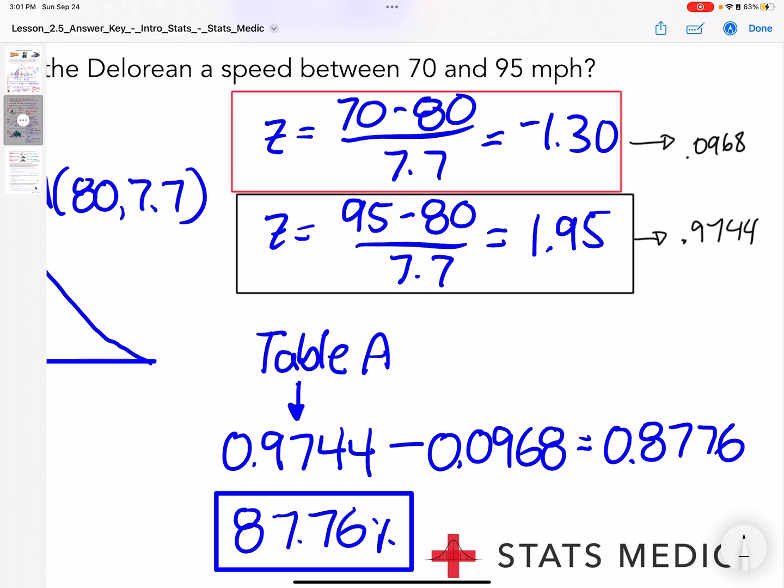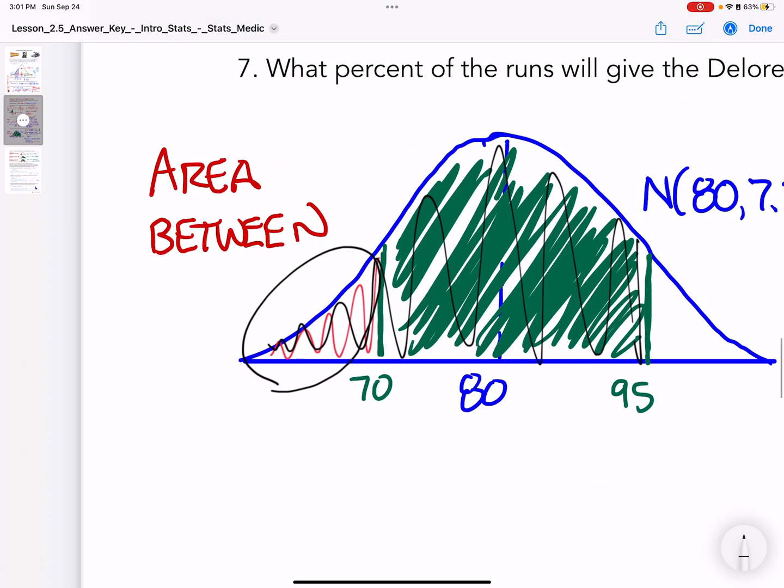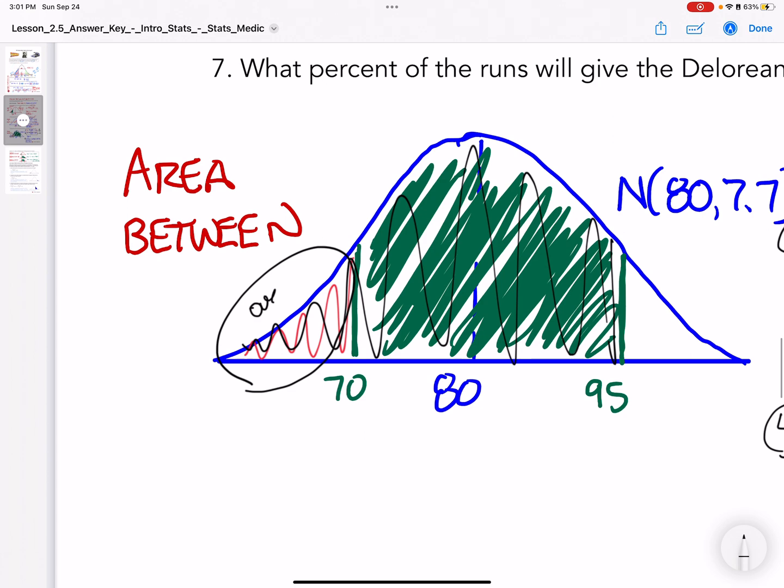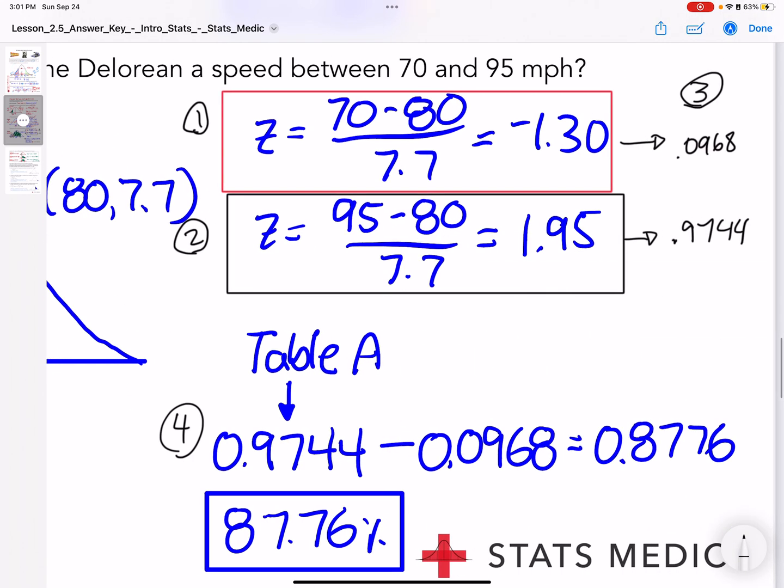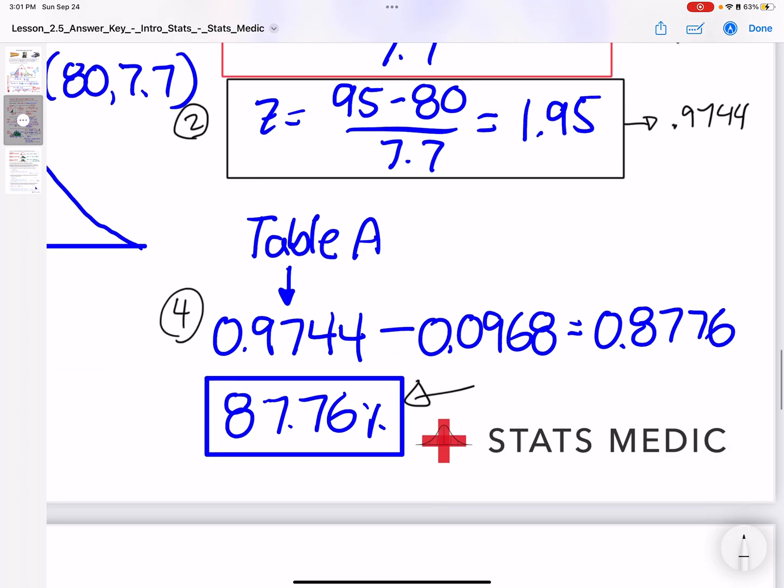So first step, find the z-score of the first one, z-score of the second one, look them up in the table. And then the fourth step is I'm going to subtract them, because remember, I don't want this overlap here. I want the green area in the middle. And that's going to get me 87.7%.